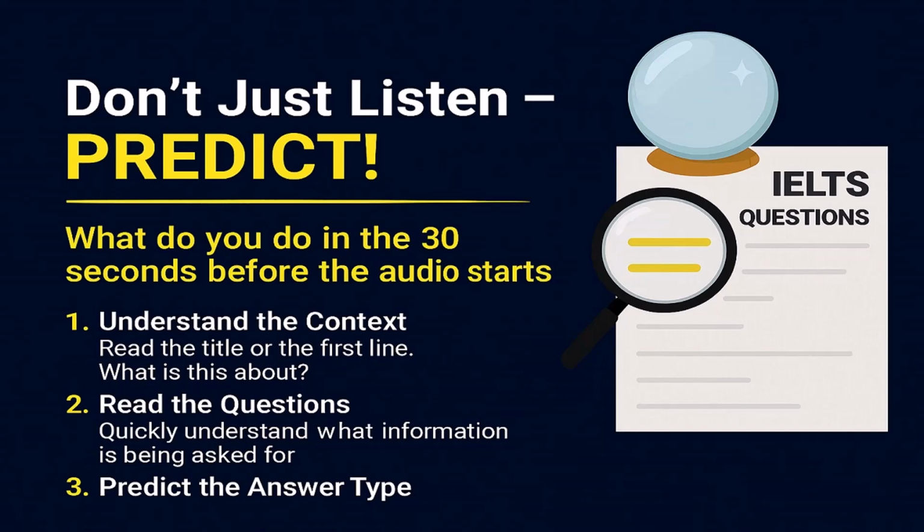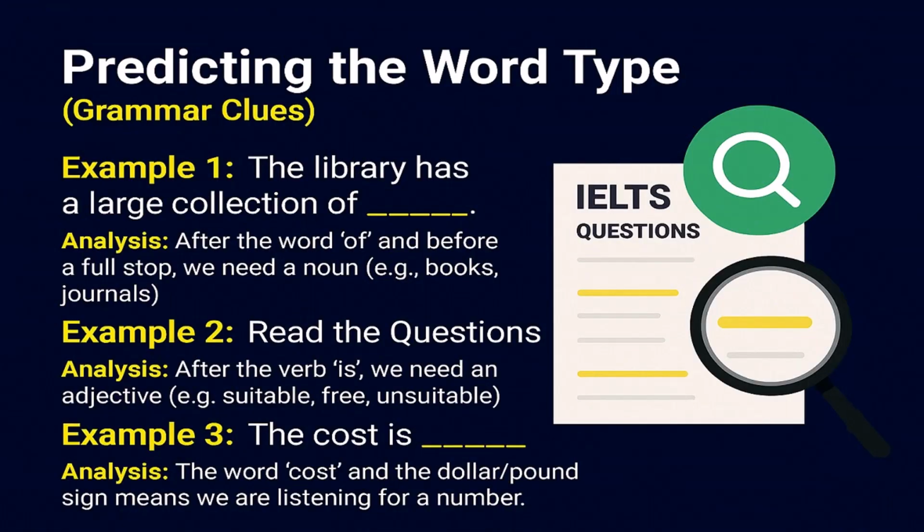First, read any title to understand the context. Are they talking about a holiday booking or a scientific lecture? Second, quickly read through the questions for that section. What information do you need to find? And third, for any gap-fill questions, predict the grammatical form of the missing word. Let's see how. Look at the grammar around the gap.